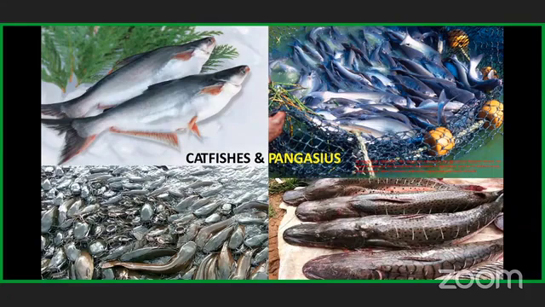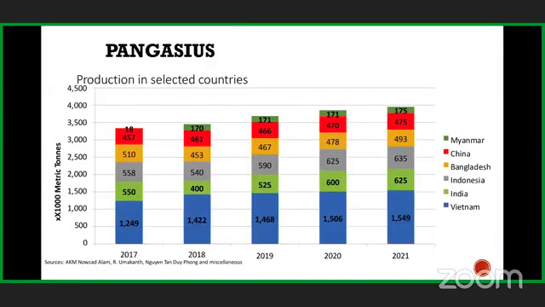Coming to the catfish segment, here you can see in the left side picture Pangasius, which is highly dominant in countries like Vietnam. Then you can see some desi magur kind of fish, and some channel catfish, which is dominant in the USA. So we'll see catfishes one by one.